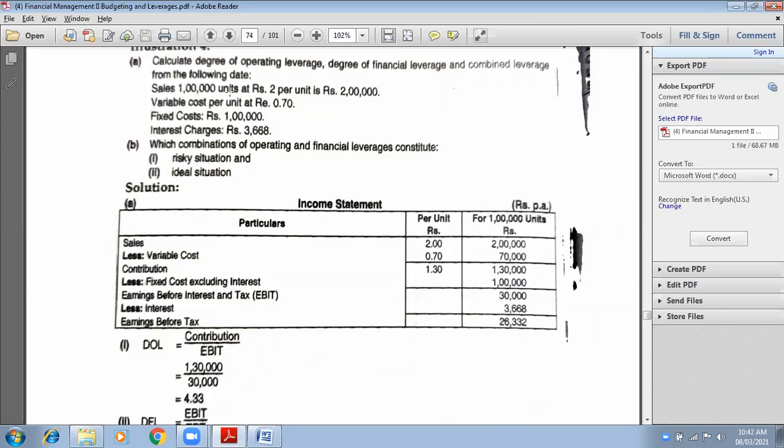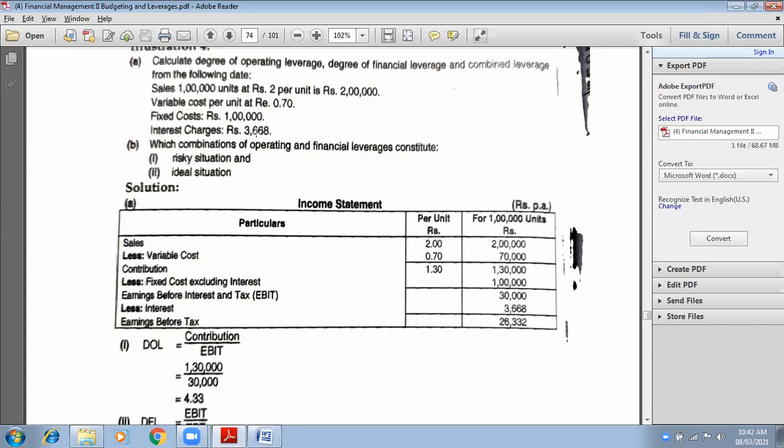Less variable cost, 0.70 per unit. In the per unit column you write 0.70, and to get the amount it has to be multiplied by 1 lakh units. So 1 lakh units into 0.70, the answer is 70,000 variable cost. Contribution is 2 lakhs minus 70,000, which is 1 lakh 30,000. Fixed cost is already given, 1 lakh. You deduct it from contribution and you get 30,000 as EBIT.